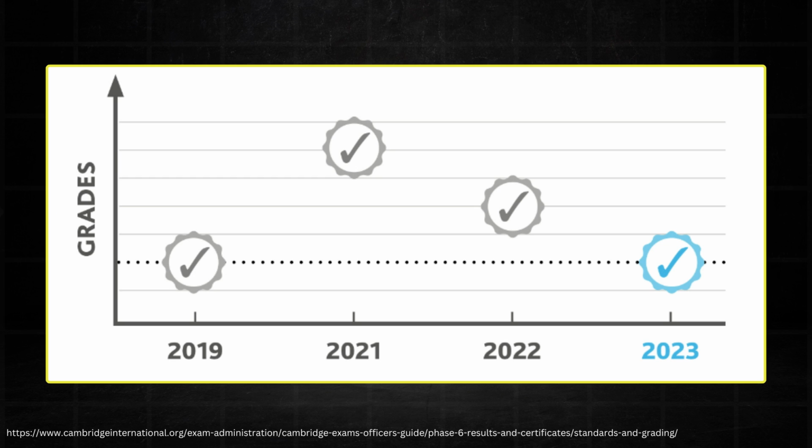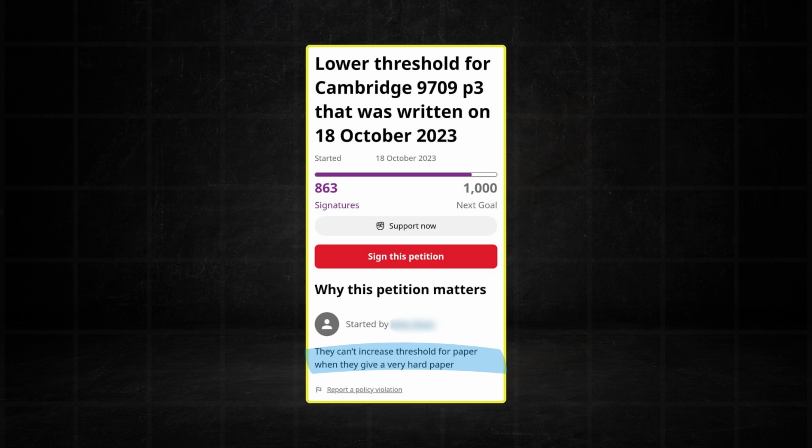And starting from 2023, the thresholds have been approaching the standards of 2019. Papers were slightly more challenging, and students weren't too happy about it. So what should we expect for 2024? It's not looking too good, to say the least.